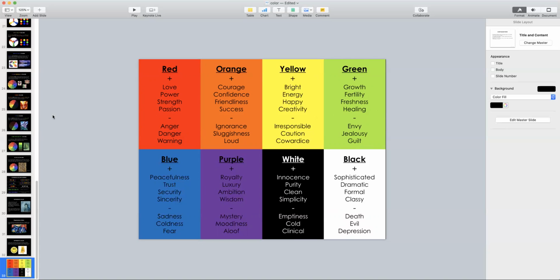So that is a really quick overview of color, and that should be everything you need to fill out the video review for color.